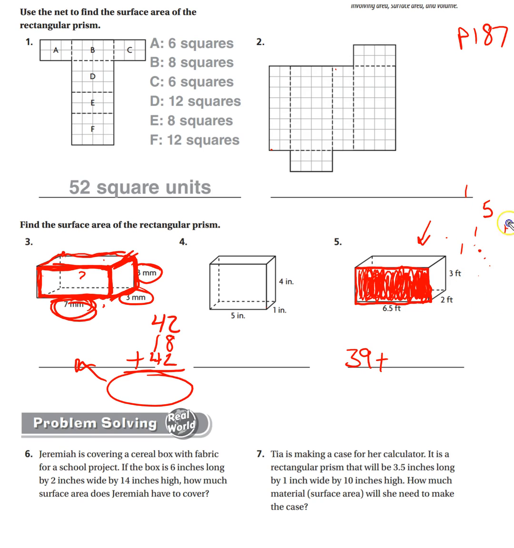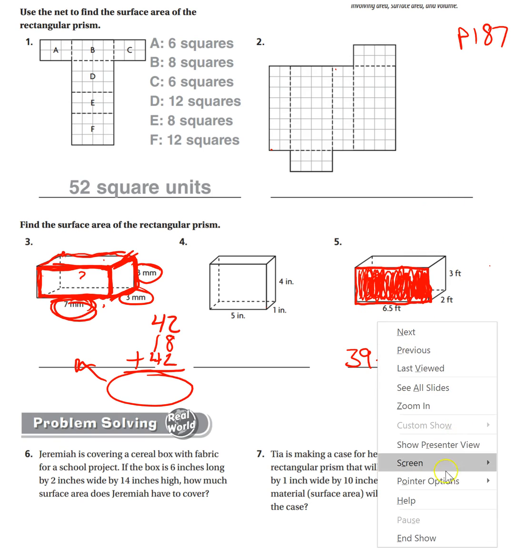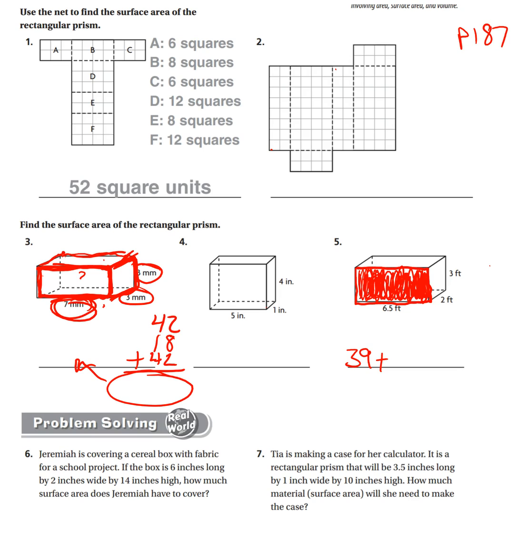Plus, now again, you never erase your work. Okay, you have plenty of scratch paper. So let's change my pen color. Let's look at this side now. So we have 2 by 3, or 3 by 2, which is 6.